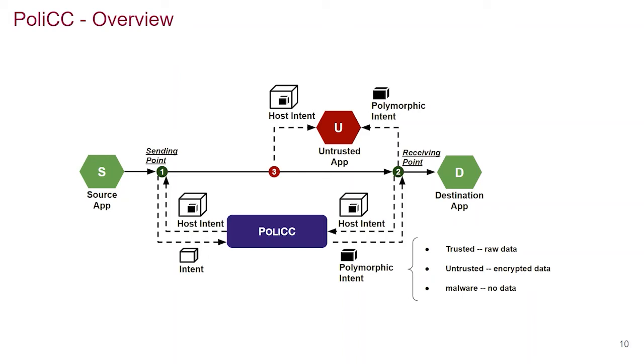PolicyC uses Android app permissions and the relationship between the permission sets of the source and destination apps to measure trustworthiness. That is, if the destination has fewer permissions than the source app, then we consider it untrusted. Otherwise, it is trusted. And if the destination tampered with the data or routing information, we think it is malware.